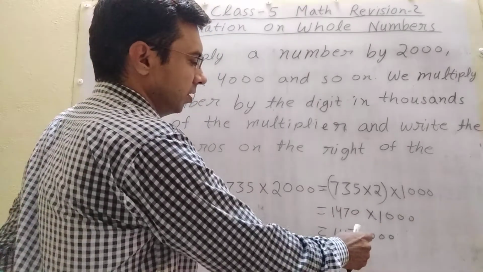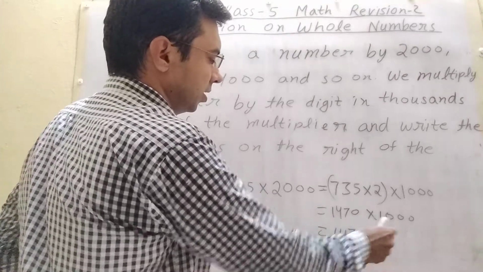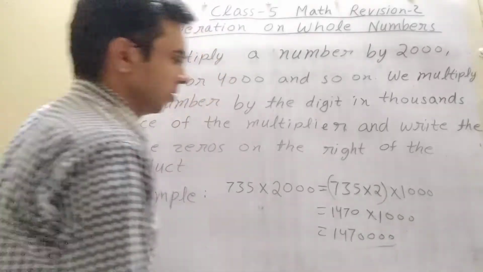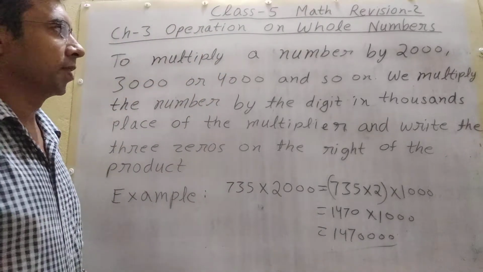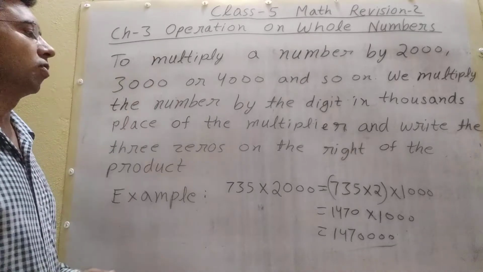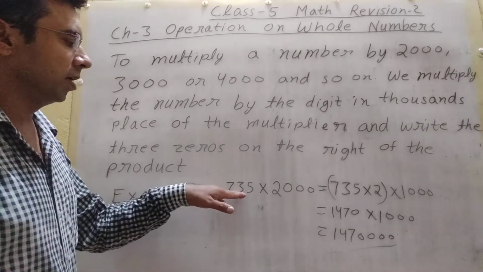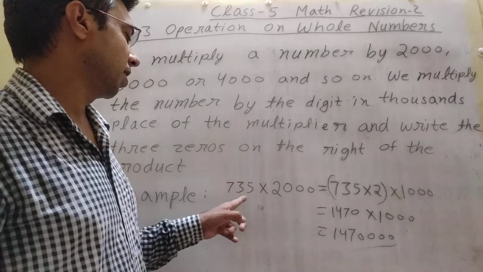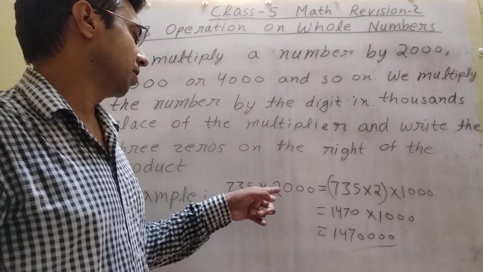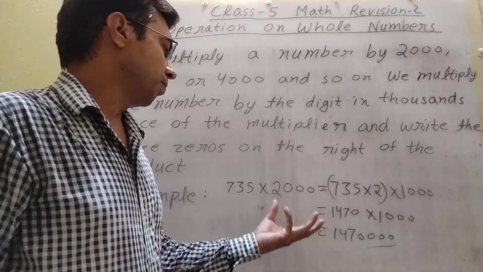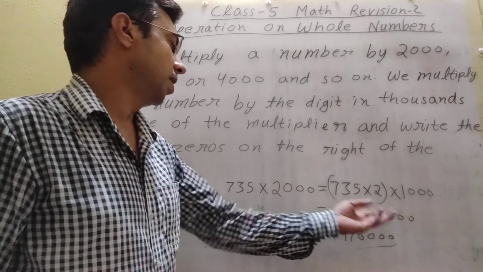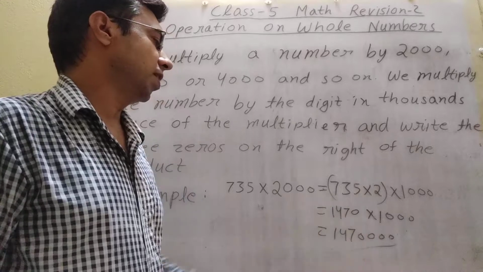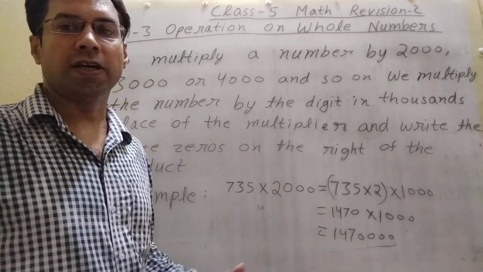So 1470 and 3 times 0. So this is our answer. So in this way we can multiply if we are multiplying 2000, 3000, 4000. Once again, 735 into 2000. So what we have to do? We have to multiply this 735 by this 1000 place digit 2. And whatever product we get, that product we multiply by 1000. Simply we have to write the 3 zeros of that 1000 in the product and we get our answer.